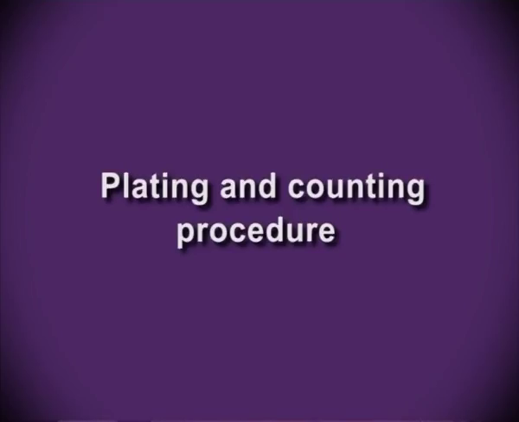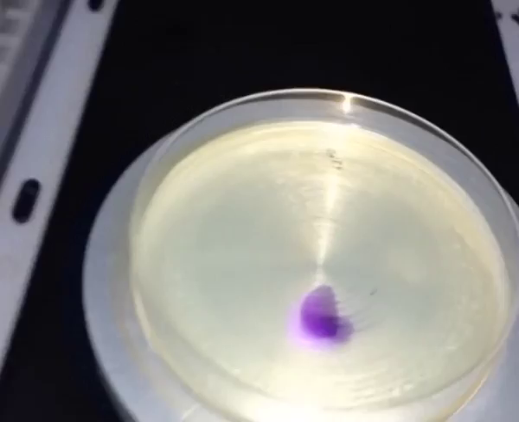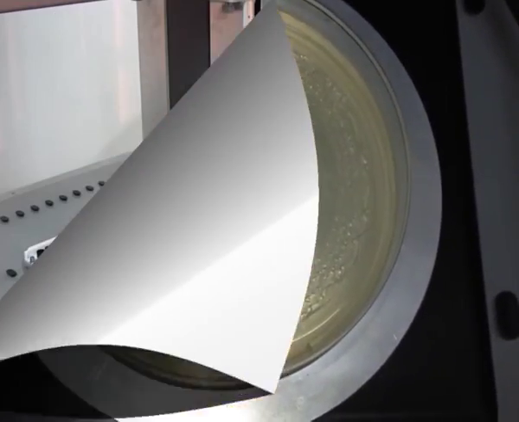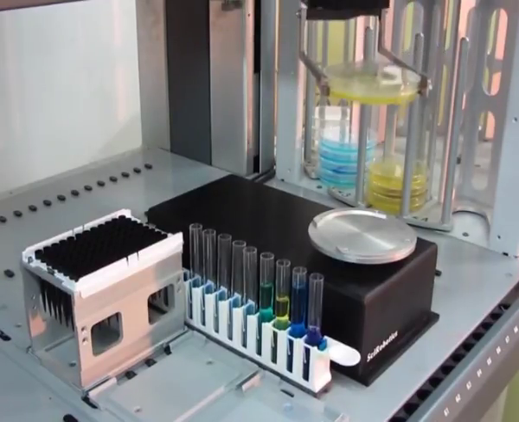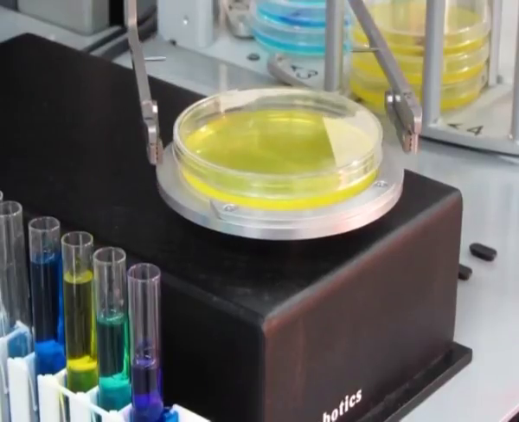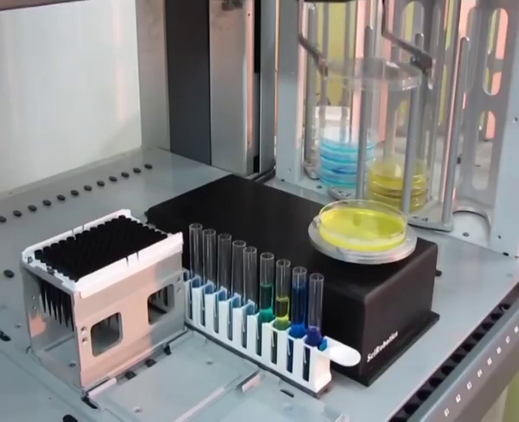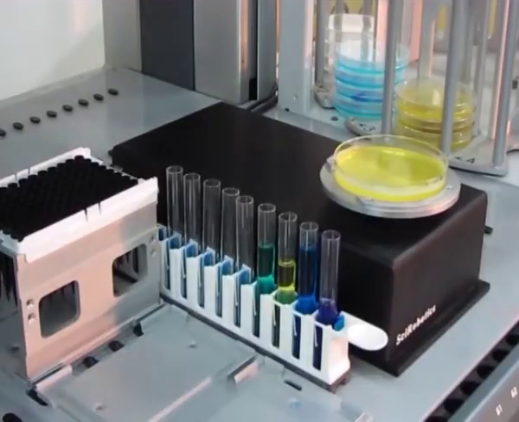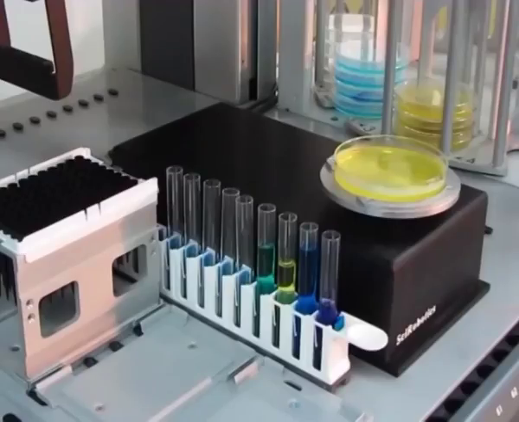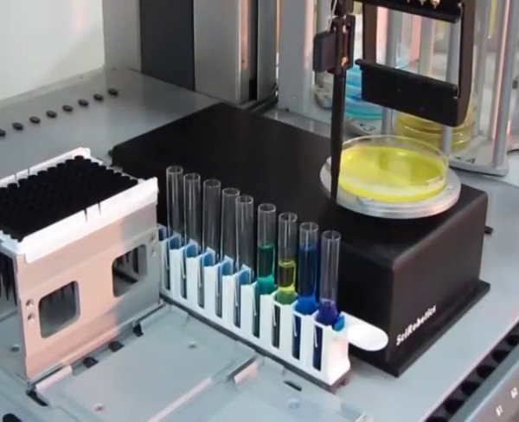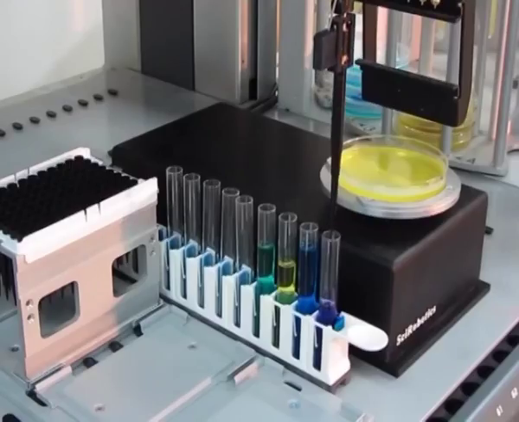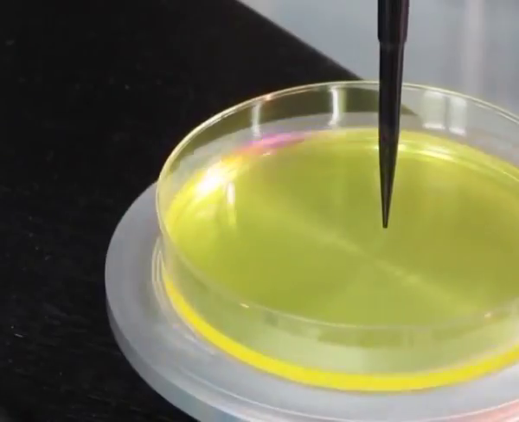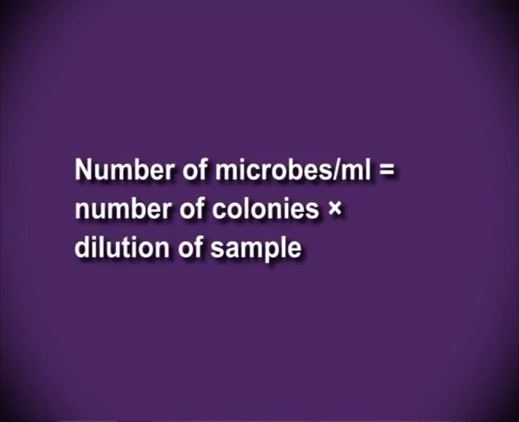Plating and counting procedure. Use a known volume of each dilution in plating, starting with the highest dilution. For statistical purposes, replicate plates should be prepared. After incubation, the plates will show a range of numbers of colonies. Choose the plate that has an easily countable number, about 30 to 300, and carefully count every colony. Using a marker pen helps to avoid counting the same colony twice. Then calculate the number of microorganisms in the sample by using the formula: number of microbes per ml is equal to number of colonies multiplied by dilution of sample.